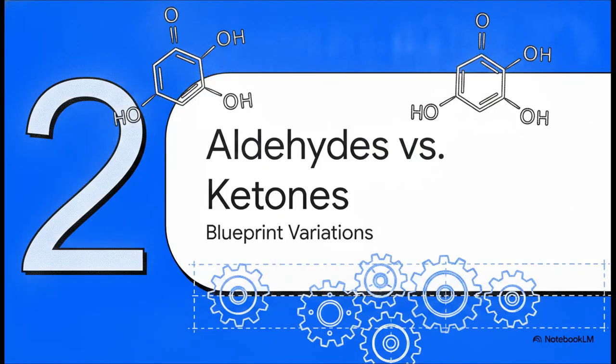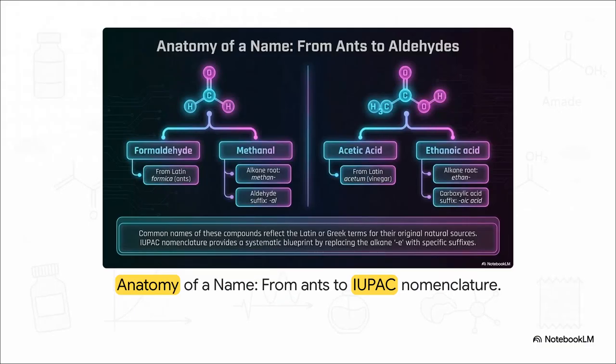Moving on to part 2, aldehydes versus ketones, the variations in the blueprint. Before we get into how they behave, their history is actually hidden right there in their common names. Formaldehyde, for instance, comes from formica, which is literally the Latin word for ants. And acetic acid comes from acetum, the Latin word for vinegar. Those names point to where they were originally found in nature. But to keep things organized today, we use the highly systematic IUPAC nomenclature blueprint. You just replace the alkane E with a specific suffix, right? So you get methanal for aldehydes, or ethanoic acid for carboxylic acids.